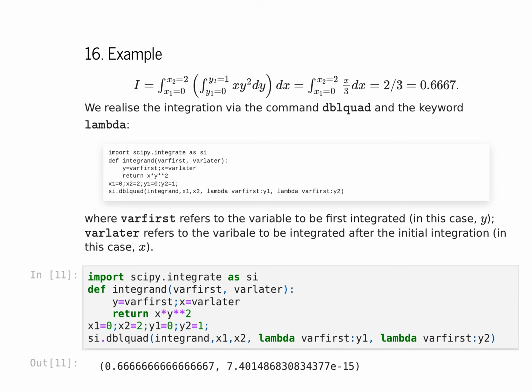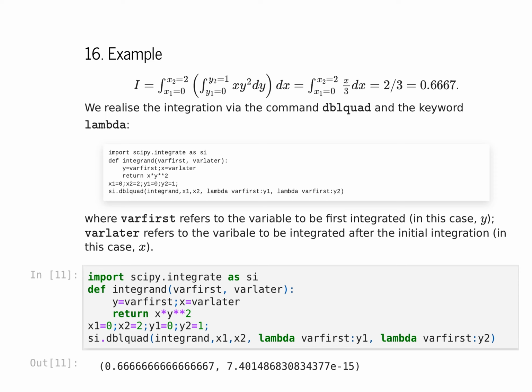The dblquad function is then called as scipy.dblquad(integrand, x1, x2, lambda var_first_placeholder: y1, lambda var_first_placeholder: y2). Here, x1 and x2 are the limits for the outer integration variable, which is var_later, i.e. x. The next two arguments define the limits for the inner integration variable, which is var_first, i.e.